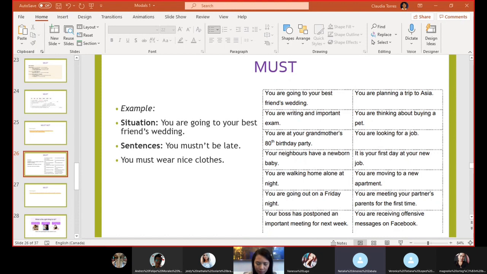Okay, the scenario is your boss has postponed an important meeting for next week. And we have to use must and mustn't. Pero también need and don't need to, ¿cierto? Because I think that it applies. For example, I don't have to go to the meeting. I mustn't worry about it. What else can I say? My boss must plan another meeting on a different day.